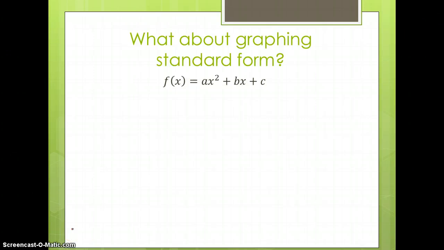So we talked about the advantages of using vertex form, being that finding the vertex was very simple with vertex form. Standard form, graphing standard form, is very similar in that we're going to try and find the exact same points. We're trying to use the vertex, we're going to find the roots, we're going to find the y-intercept.